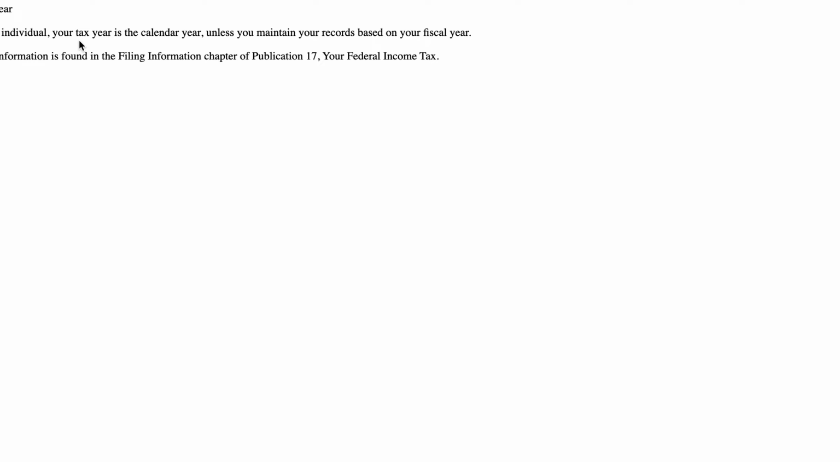So the IRS considers for individuals that your tax year is the same as the calendar year, unless you happen to maintain records based on a fiscal year. And the IRS defines fiscal year as any 12-month period that ends at the end of a month other than December. For example, the federal government operates on a fiscal year that ends on September 30th each year.